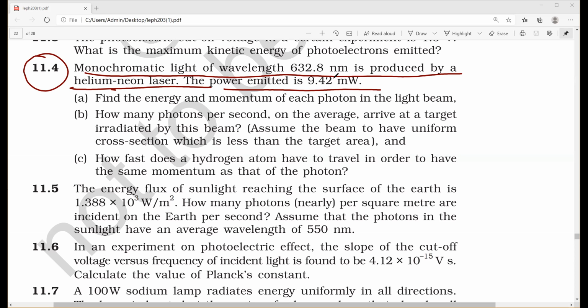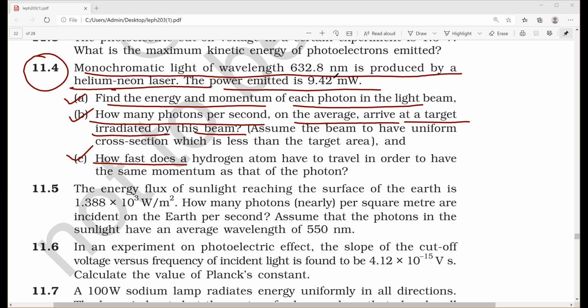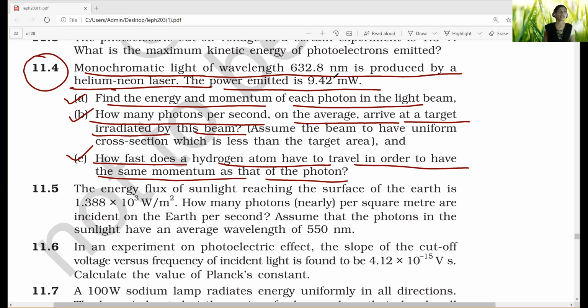A ನಲ್ಲಿ find the energy and momentum of each photon in light beam. B, how many photons per second on the average arrive at the target irradiated by this beam ಅಂತ ಕೇಳಿದಾರ. And third one, how fast does a hydrogen atom have to travel in the orbit to have the same momentum as that of photon ಅಂತ ಕೇಳಿದಾರ. So A, B, C ಇವಾಗ 3 ಕೇಳಿದಾರ. ಸೊ 5 ಮಾರ್ಕ್ಸಿಗೆ A, B ಆದ್ರೂ ಕೇಳ್ಬೋದು, A, B, C ಆದ್ರೂ ಕೇಳ್ಬೋದು.